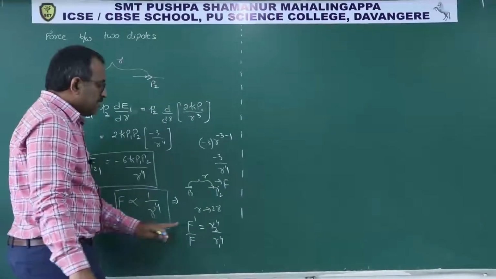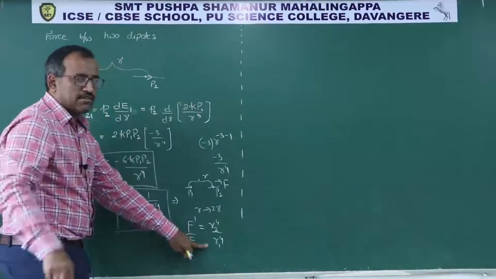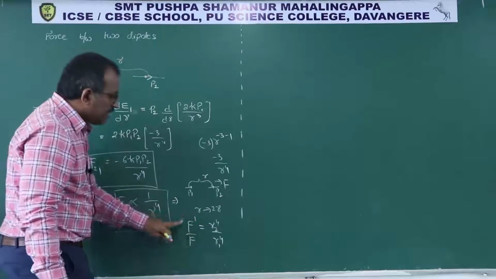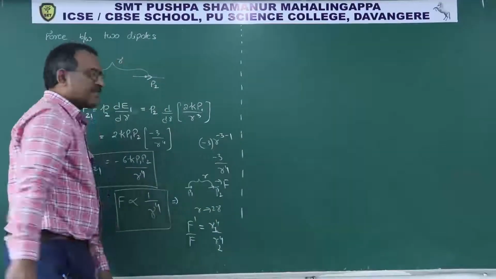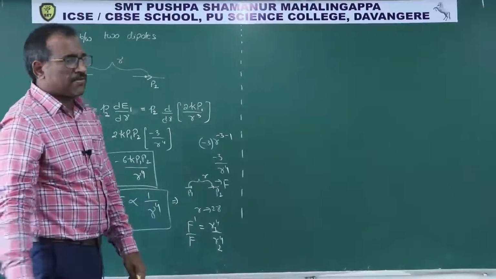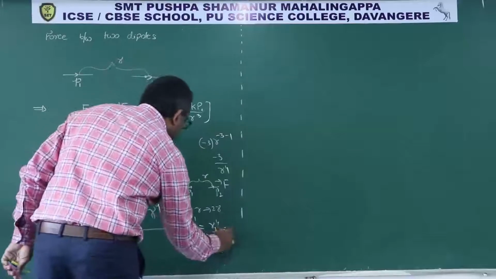Wait a second. Clear? No. This is 1, this is 2. Because F is inversely proportional. What is r1 power 4? R.